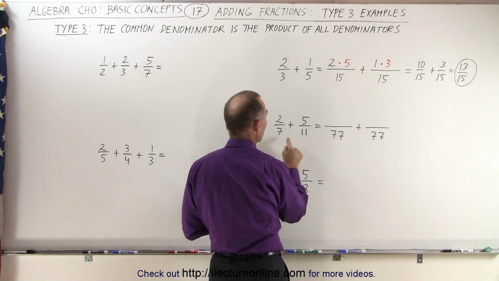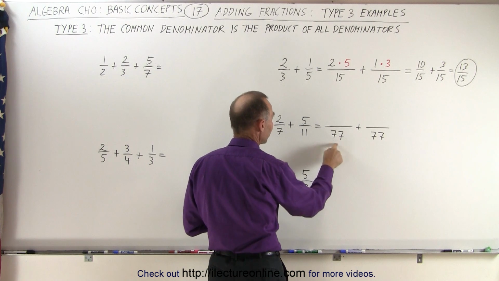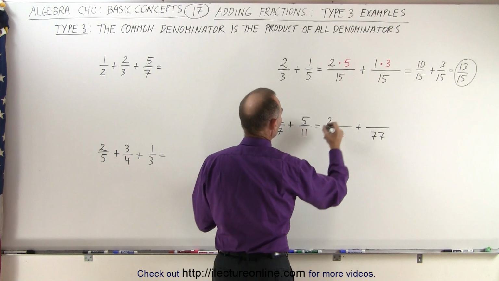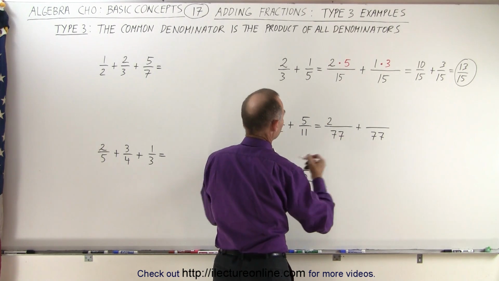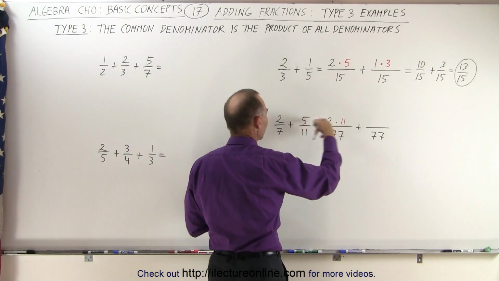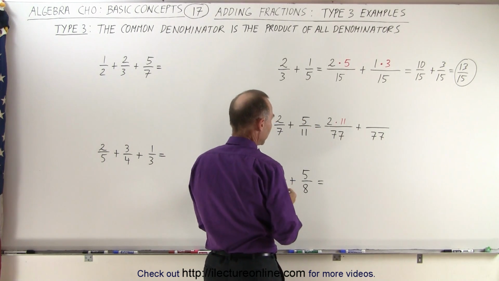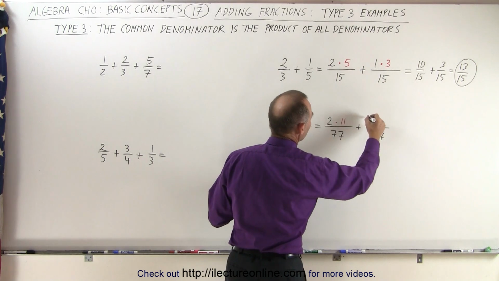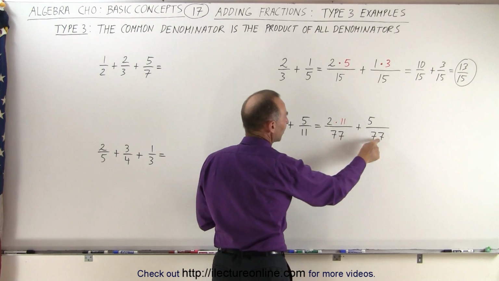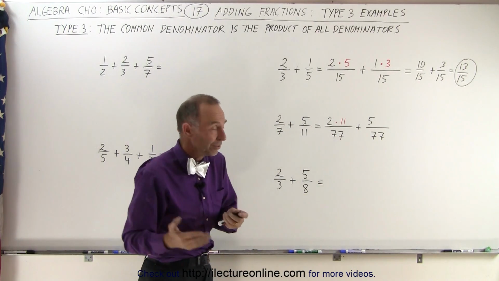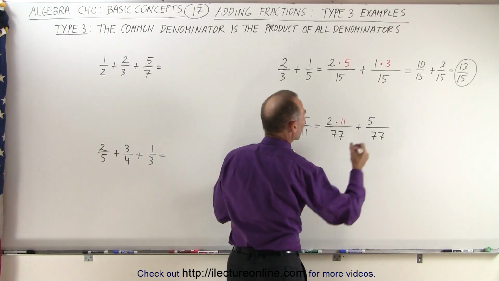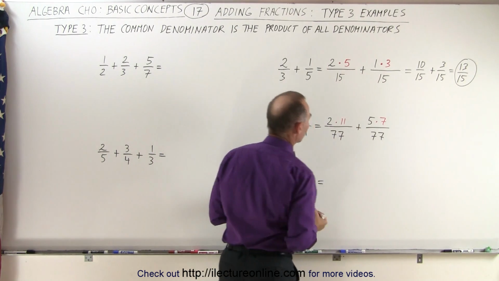11 times. That means we multiply 7 by 11 to get 77, which means we must multiply the numerator by that as well. So 2 times 11 gives us the same result. Here we put the 5 down. It's probably better if we put the 5 down first. But again, we ask ourselves the question, 11 goes into 77 how many times? The answer is 7. So that means we multiply 11 by 7 to get 77, which means we must multiply the numerator by 7 as well.